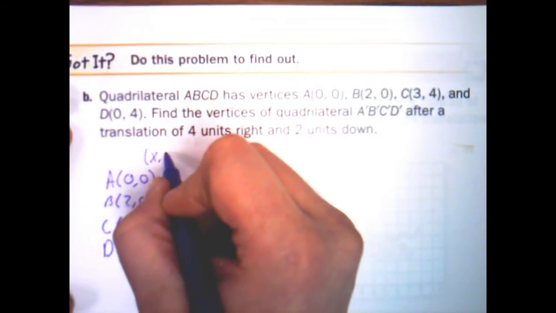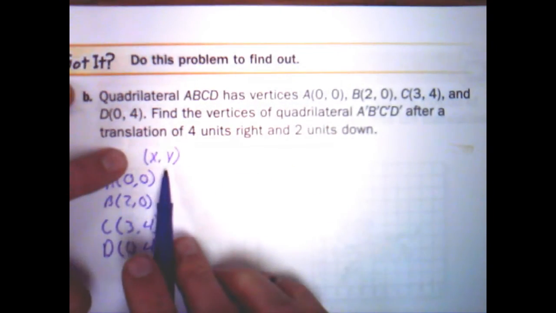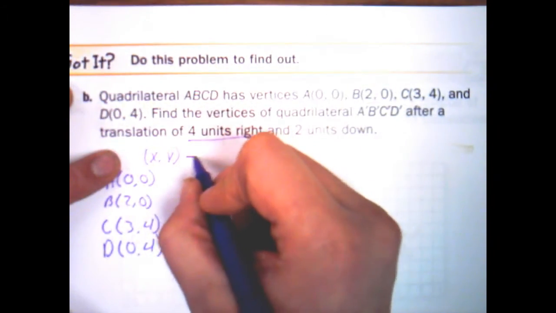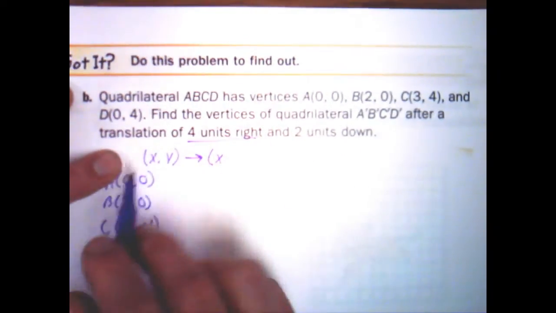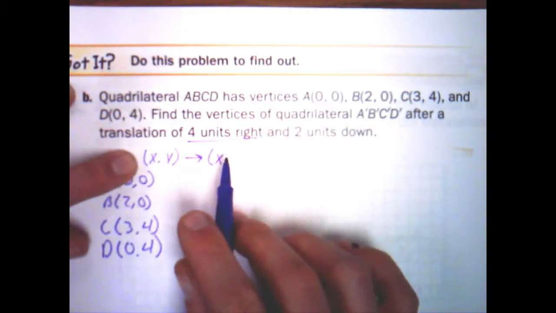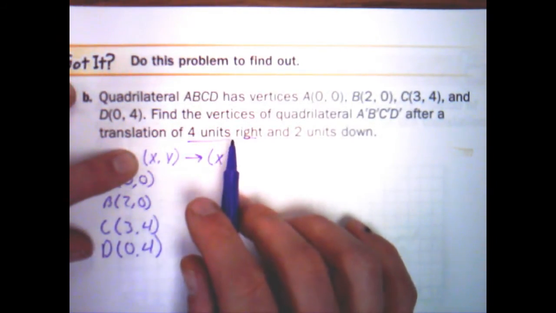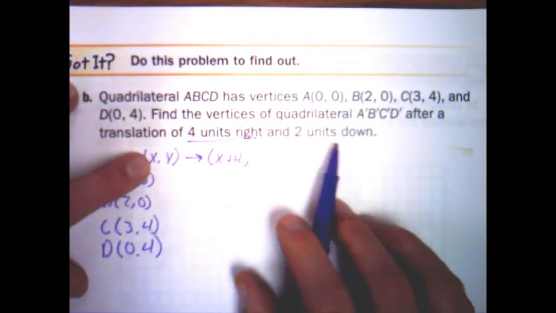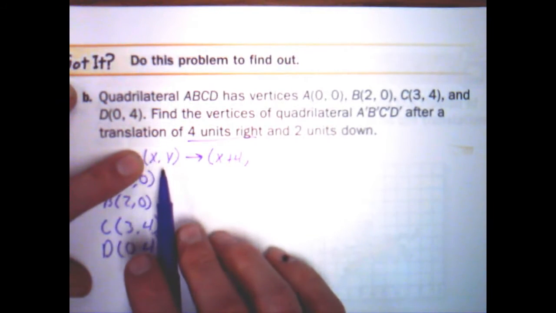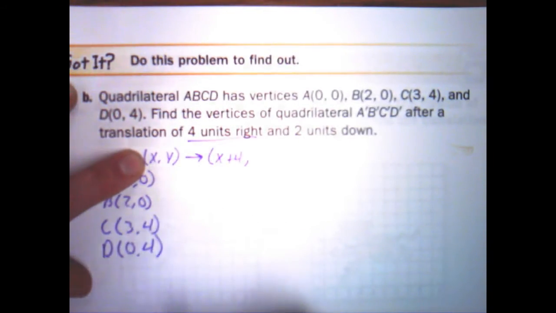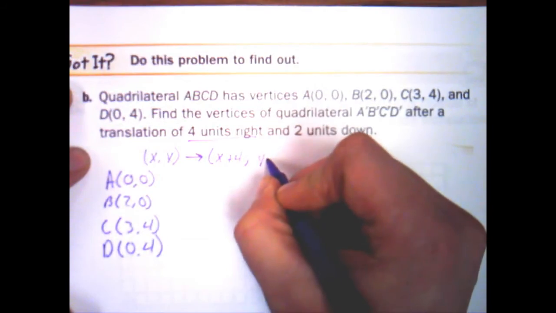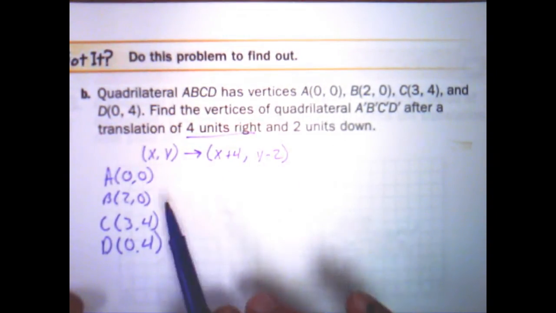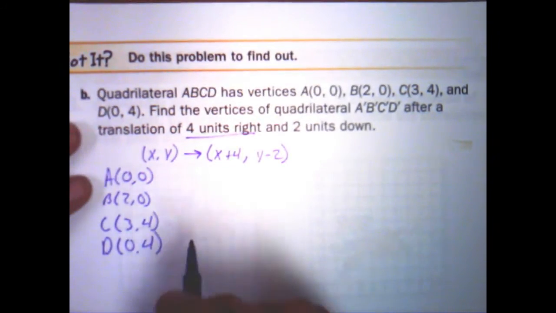So I had x comma y for my coordinates of my point. And now if I'm moving 4 units to the right, that's controlled by the x-axis. And since I'm moving to the right, that's a positive direction on the x-axis. So I'm going to add 4 to my x-coordinate. Now 2 units down, up and down is controlled by the y. So if I'm moving down, that's a negative direction on the y. So I'm going to take y minus 2. Okay, and that's going to be my translation. That's going to be my guide to help me find these points throughout the problem here.